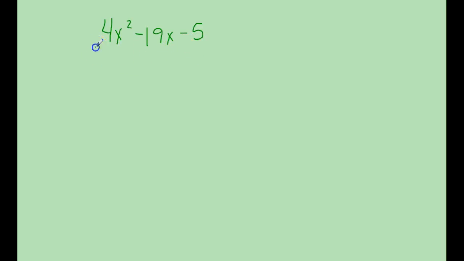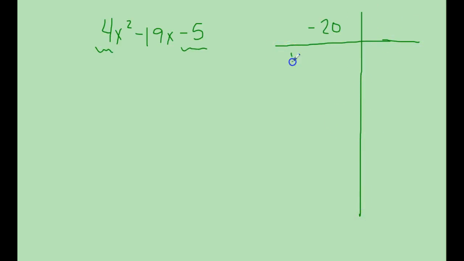How I do that is I take my leading coefficient and my constant and I multiply them together. I know that 4 times negative 5 is negative 20. Now I come up with all of my factor pairs of negative 20. So I have 1 times negative 20, or negative 1 times positive 20, or 2 times negative 10, or negative 2 times positive 10, or 4 times negative 5, or negative 4 times positive 5. All of these are my possible factors of negative 20.